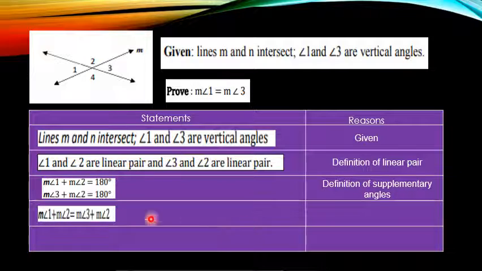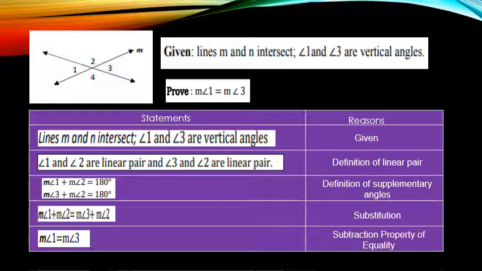And next, we have m angle 1 plus m angle 2 equals m angle 3 plus m angle 2. We use this as substitution. Why is it substitution? This is angle 1 and angle 2, and we have angle 3 and angle 2. It's the same, just by substitution. And now, angle 1 equals m angle 3. So this is the final step, the subtraction property of equality.